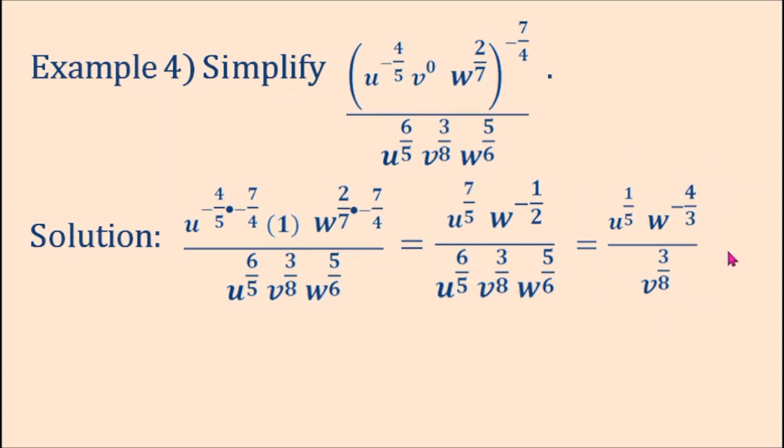This part is not yet in its simplest form because we have a negative exponent here. Following the rule on negative exponents, we are going to bring this factor w to the power of negative 4 over 3 down. So our final answer is u to the power of 1/5 all over v to the power of 3 over 8 times w to the power of 4 over 3.